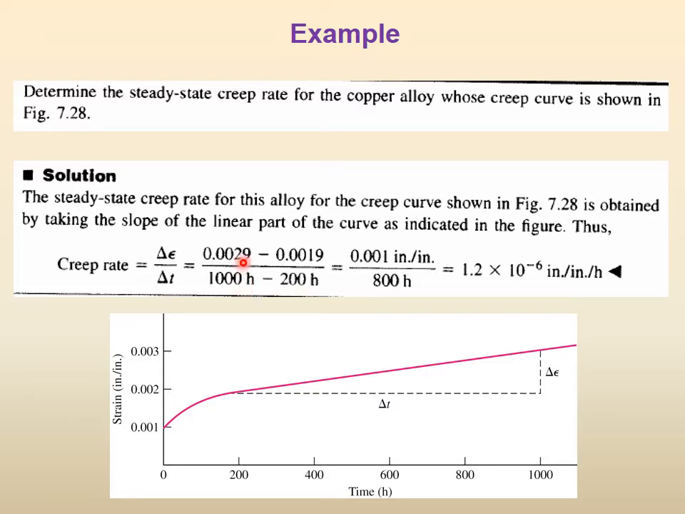So, 0.0029 minus 0.0019, this is the thing, and your answer is 1.2 into 10 raised to minus 6 inch per inch per hour, right. It is a strain per hour, so it is inch per inch per hour, right. I am showing this again here so that you could know.